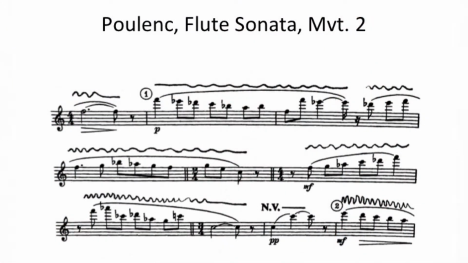Here is an excerpt from Poulenc's Flute Sonata, Movement 2, of some of my own vibrato choices. Notice how there are some notes where I do not incorporate vibrato at all. To help with my vibrato choices, I am taking into consideration the contour of the music, the dynamics, and the temperament. Of course, this performance is just one possibility.